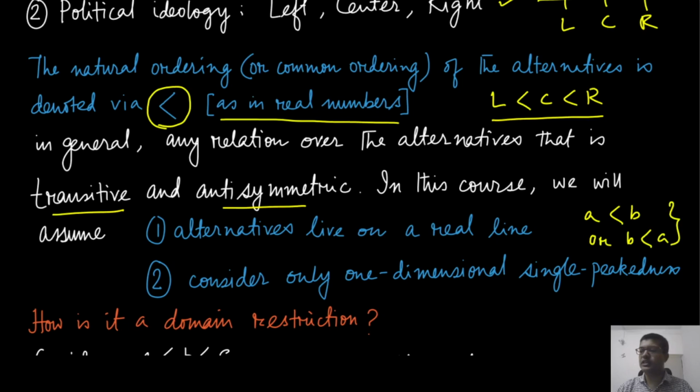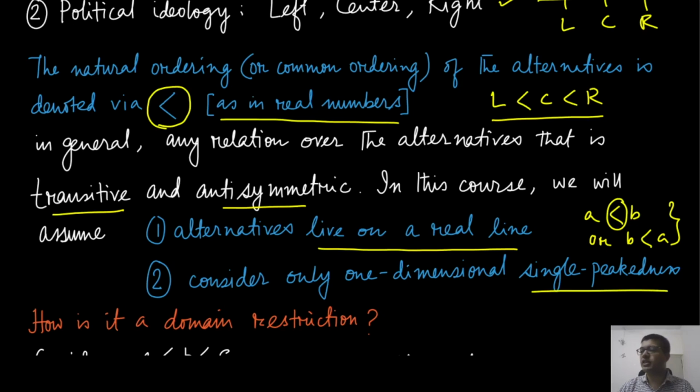So this is the natural property of this ordering of the real numbers. So they are transitive and antisymmetric. For this course, we are always going to assume that these alternatives are living on a real line, so that we use this notation to denote their natural ordering.